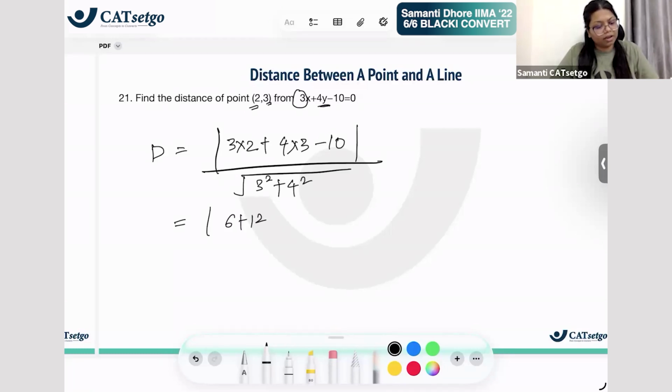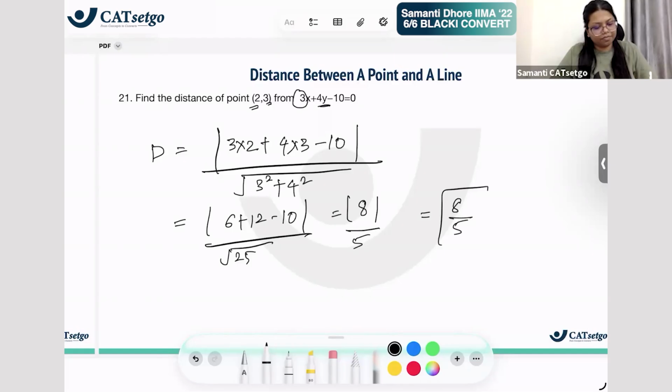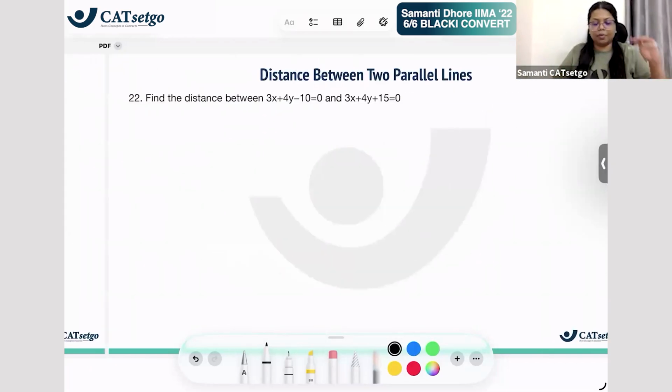This is 6 plus 12 minus 10, which is 8. Mod 8 divided by root 25, that is 5. This is 8 by 5. What is the distance? 8 by 5 units. 8 by 5 is 1.6 units. What is the distance between this point and this line? It's 8 by 5 units. Okay, so this way we find the distance between a point and a line.